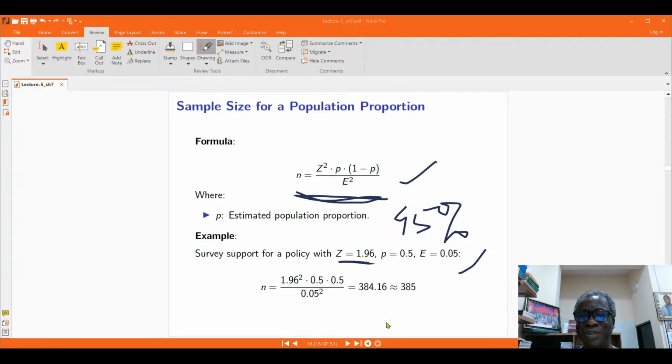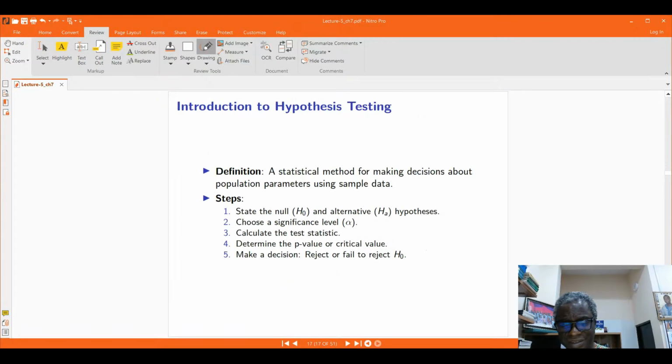Let's move on to the next issue on our agenda. So that is hypothesis testing. Most of you must have heard about hypothesis testing. So hypothesis testing is just a structured procedure for making decisions based on sample data.